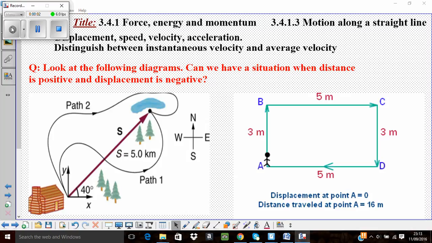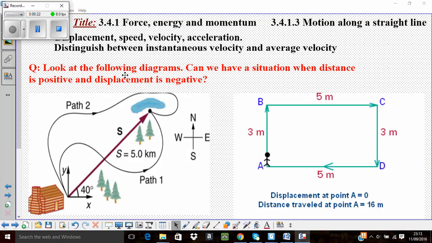Section 3.13, motion along a straight line. We're discussing displacement, speed, velocity, acceleration, and how to distinguish between instantaneous velocity and average velocity. First question: look at the following diagrams below.